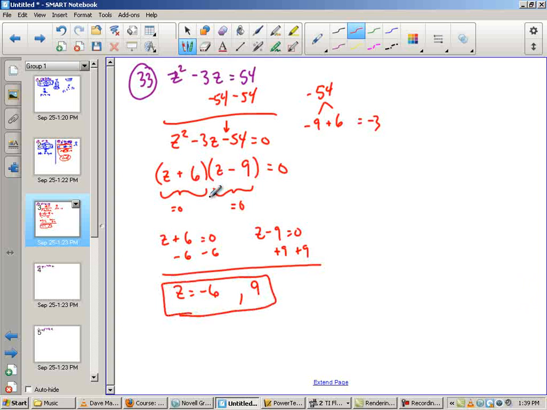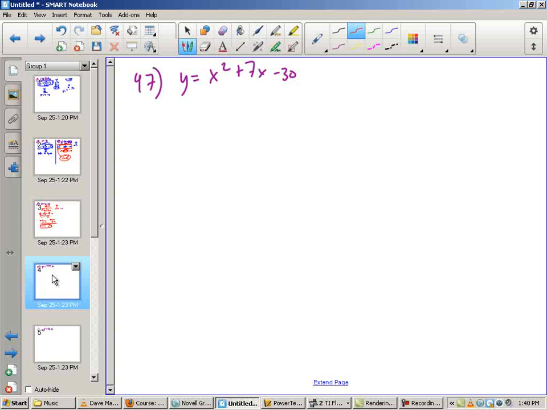That's great, but is there an easier way to get from this line to my answer? And the answer is yes. If we just take the opposite of what's grouped with our variable, like I've been telling you to over and over again, what's the opposite of plus 6? Minus 6. What's the opposite of minus 9? Plus 9. And so we get our values that way. Let's keep cruising.